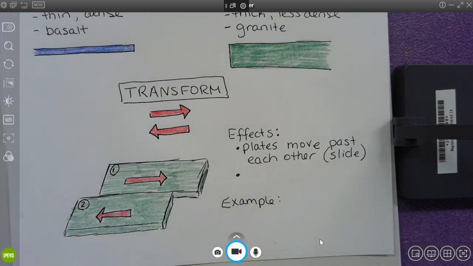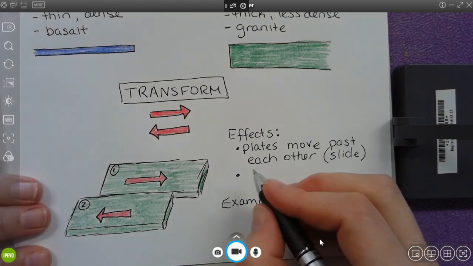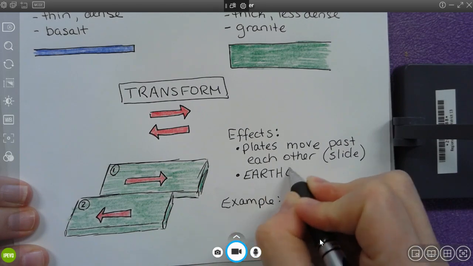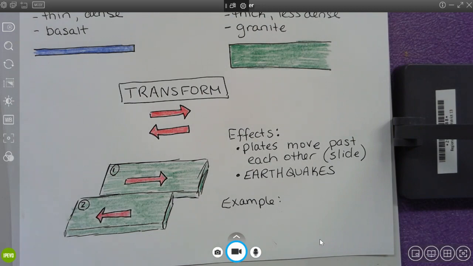Now we talked about the example of the transform boundary we're going to talk about, the San Andreas Fault, which I showed you a map of the United States in our last class that shows you where there's a high risk of something happening. Do you remember what that natural disaster was? Earthquakes. So earthquakes are common at these locations, at these boundaries.